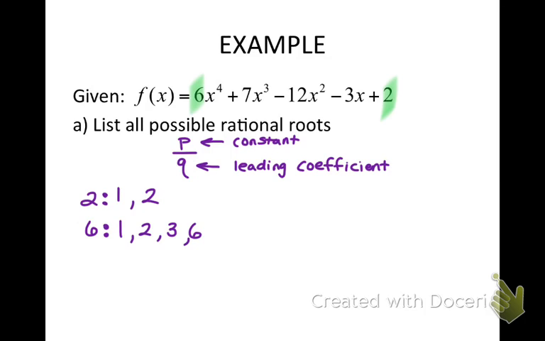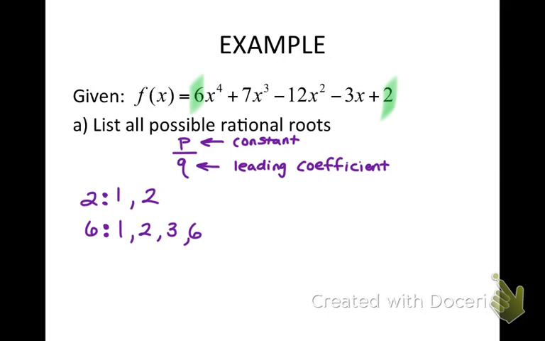You don't have to. I just like to. So those are the only two numbers that I'm really concerned about. And then it's remembering that it's going to be constant factors over leading coefficient factors. So now we're going to make as many combinations of rational numbers using these factors.